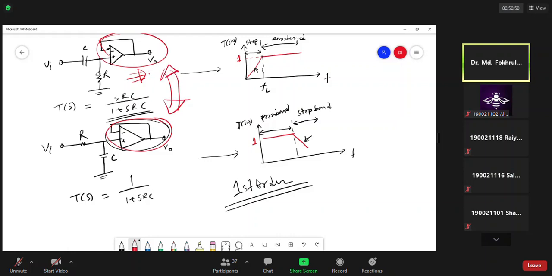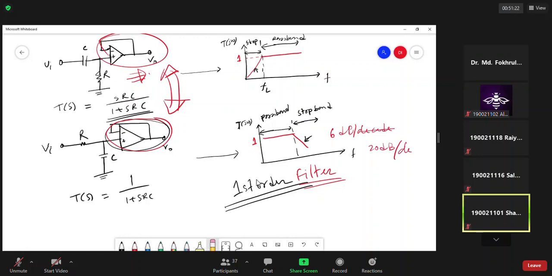But since all are first order filters, the roll off is basically 6 dB per octave or 20 dB per decade. Sorry, this one is octave, and this is decade.